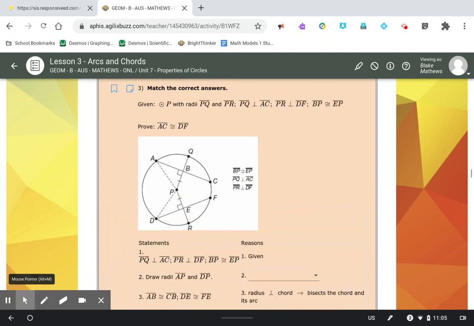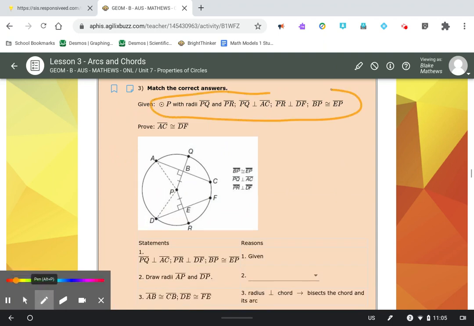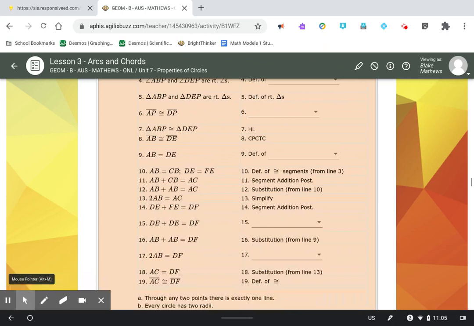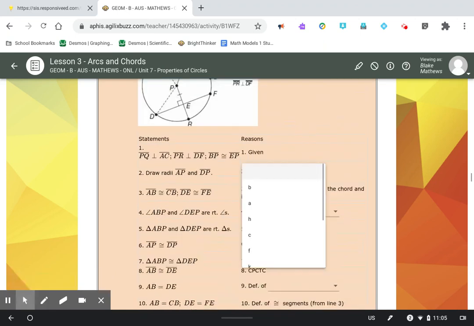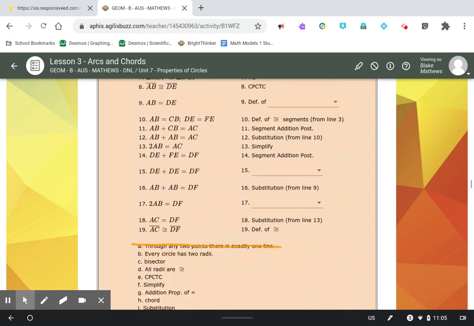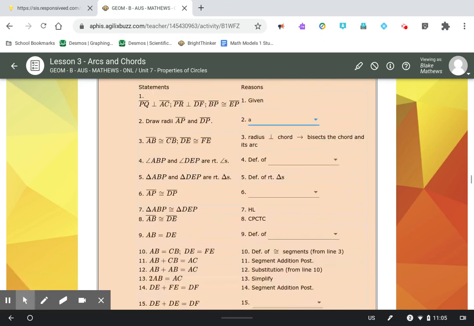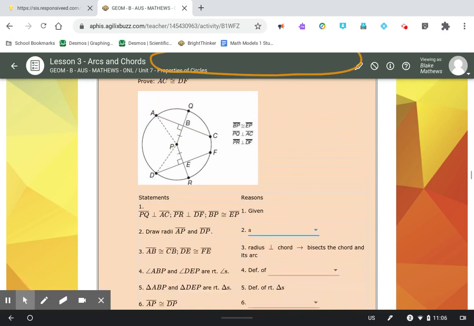PQ is perpendicular to AC, PR is perpendicular to DF, and BP is perpendicular to EP. So a lot of givens. All of these are given right here, and that's what you see in number 1, given. Then it says to draw radii AP and DP. Remember, that's going to be like the previous problem. We're going to be saying that through any 2 points, there's exactly one line. That's what allows us to draw a line. So we use answer choice A there. Anytime we draw a line in a diagram ourselves, we're using the theorem that through any 2 points, there's exactly one line.